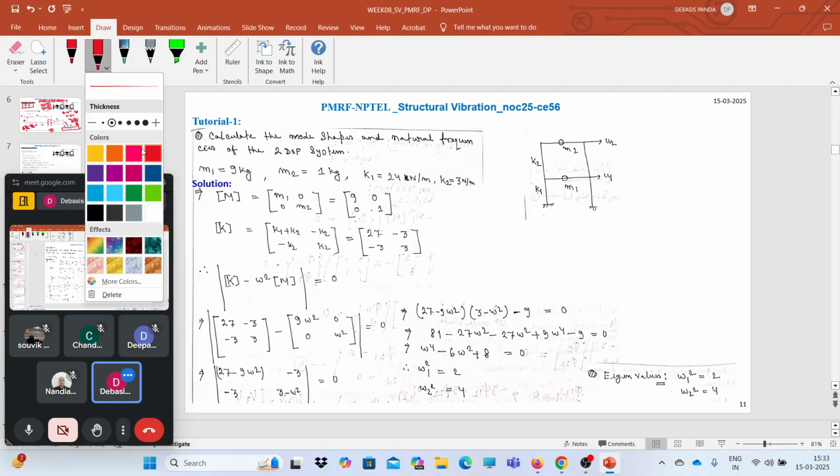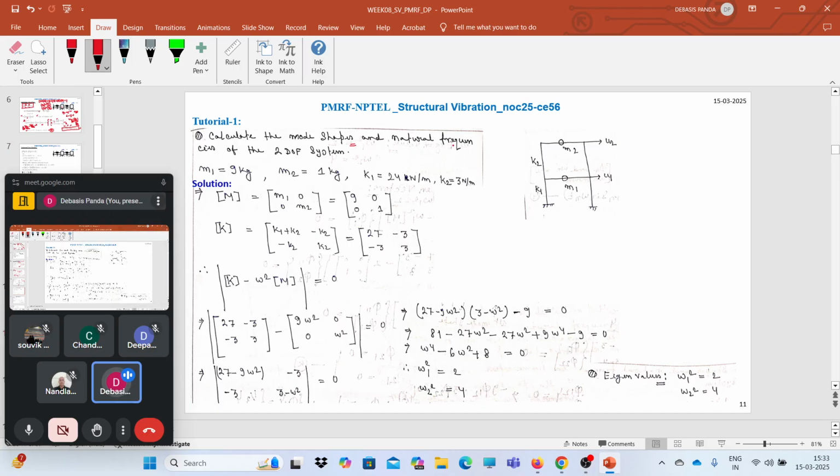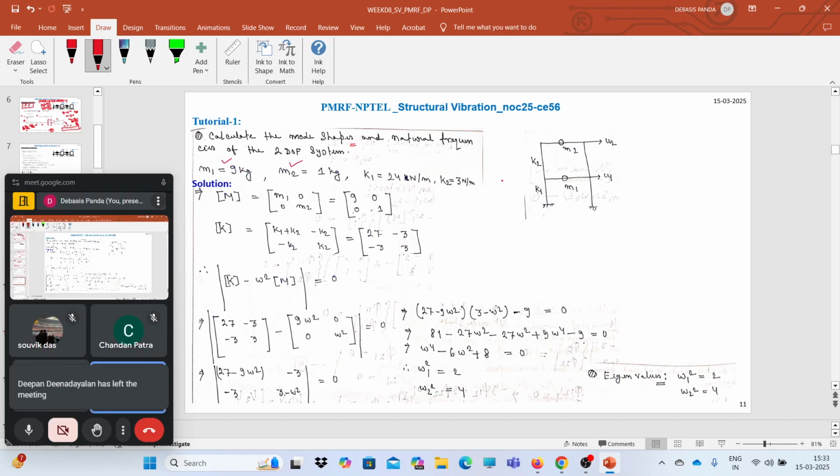So here, let's quickly solve this problem. Here, actually calculate the mode shapes and natural frequencies of this 2 degree of freedom system, where m1, the mass corresponding to the first degree of freedom, and m2, the mass corresponding to the second degree of freedom, both are given, and the stiffnesses are given.